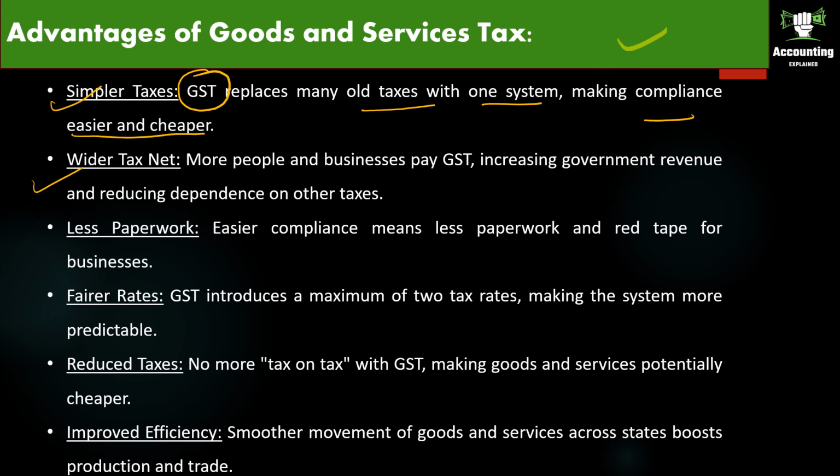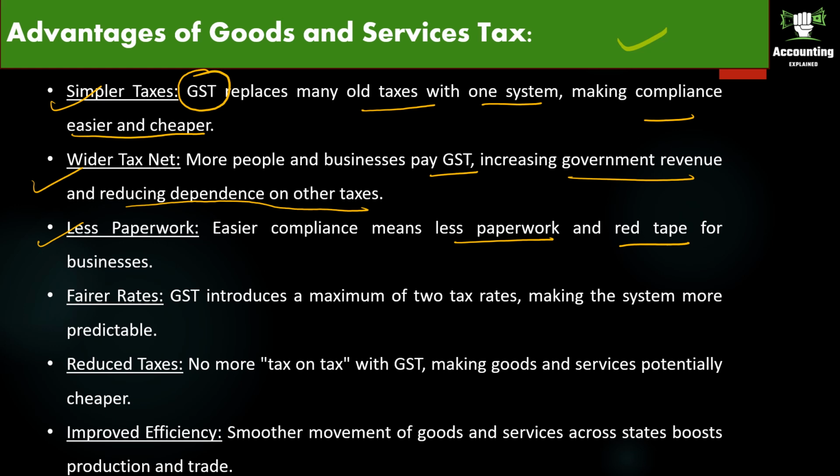Wider tax net. More people and businesses pay GST, increasing government revenue and reducing dependence on other taxes. Since it is only one tax to be paid by the end consumer, it is easier for the people and businesses to pay GST. So the government revenue also increases. Less paperwork. Easier compliance means less paperwork. It is very easy because only one person has to bear that tax ultimately. So it is less paperwork, and red tapeism has also been reduced.